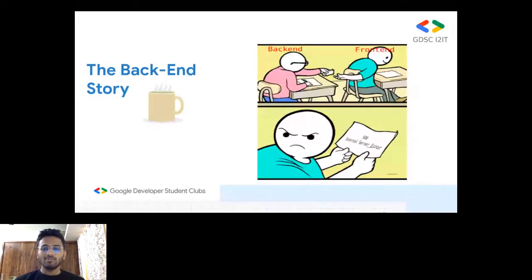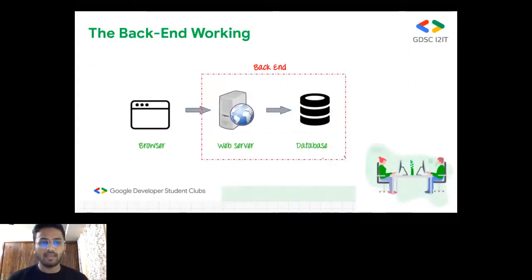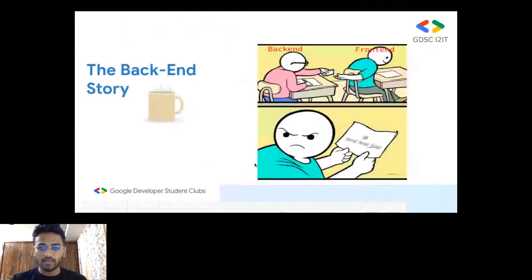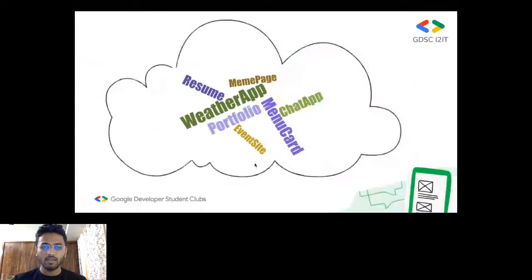Okay, so that's all about the intro. Coming to the working, basically what happens in the working. There are various important components in backend. Out of these, the three main ones are browser, web server, and database. Okay. First of all, from the chat, can anyone just give me a full form of URL?